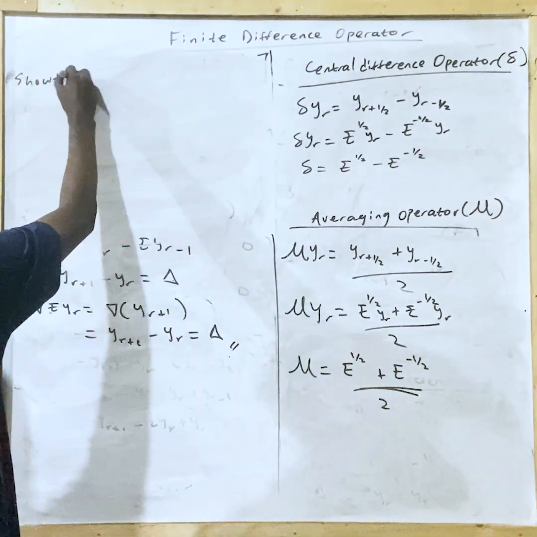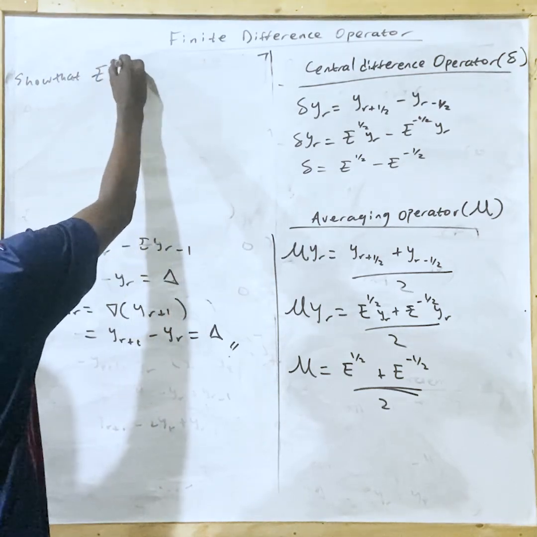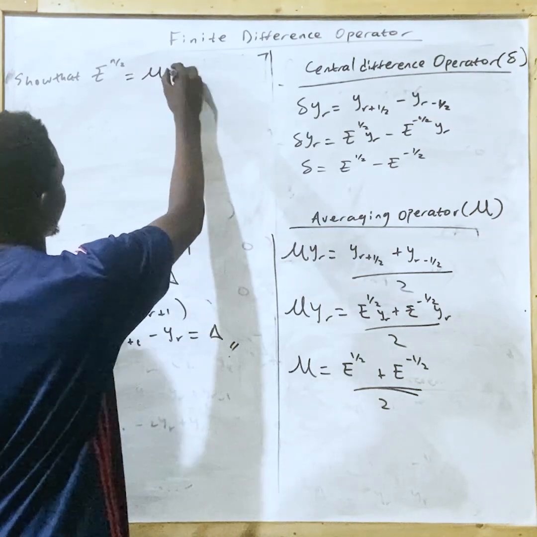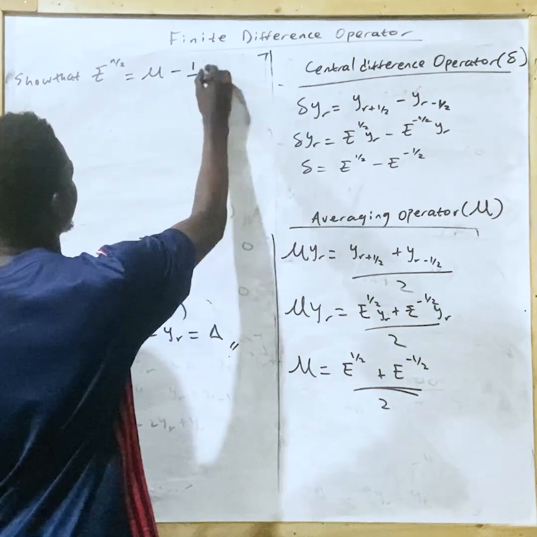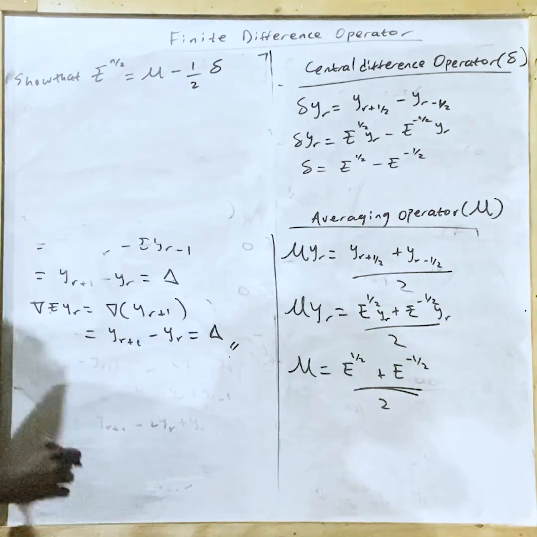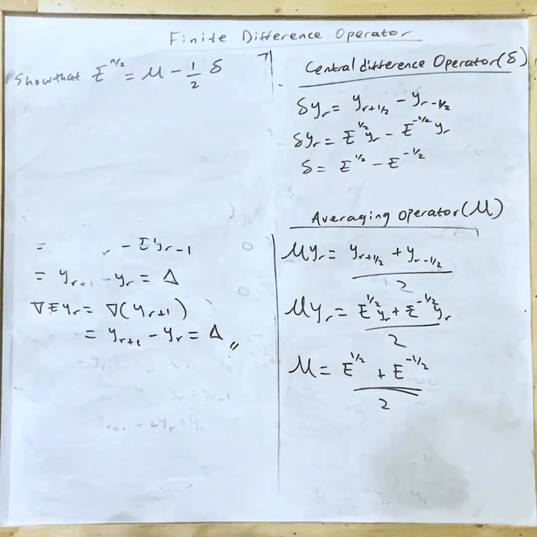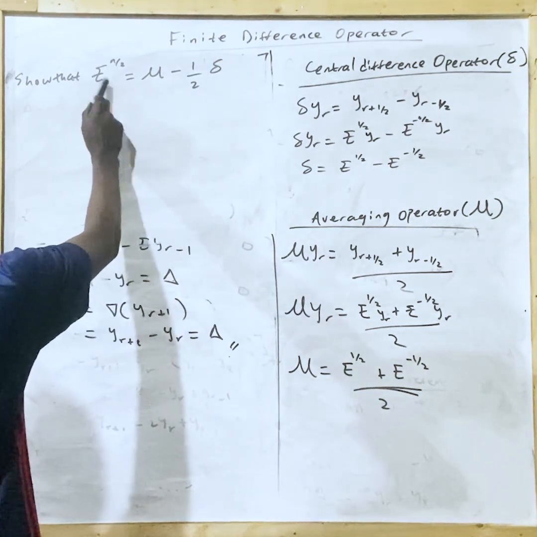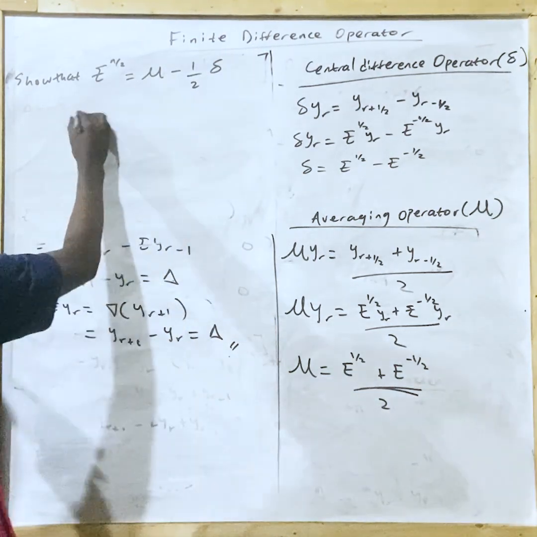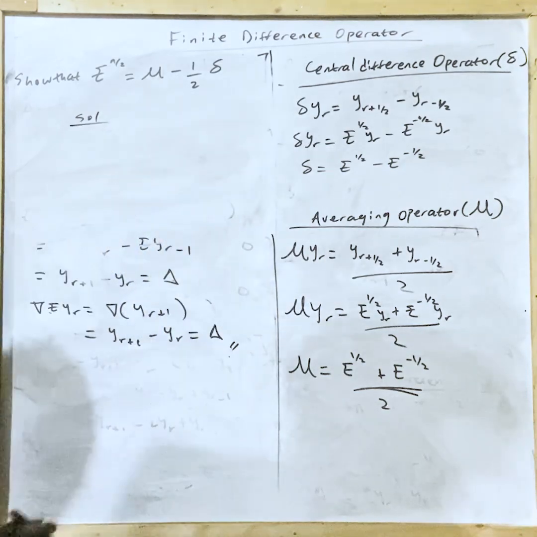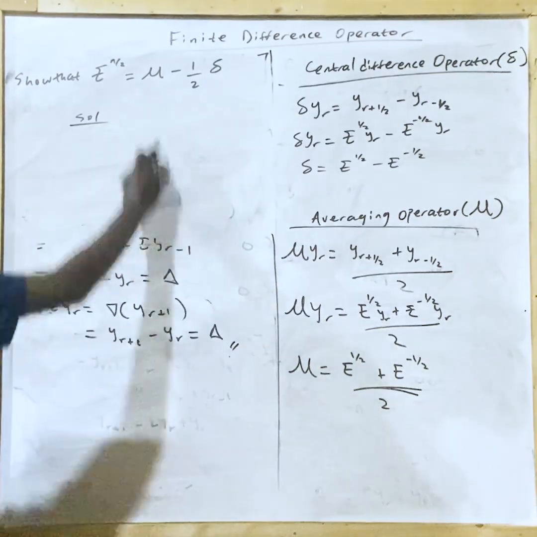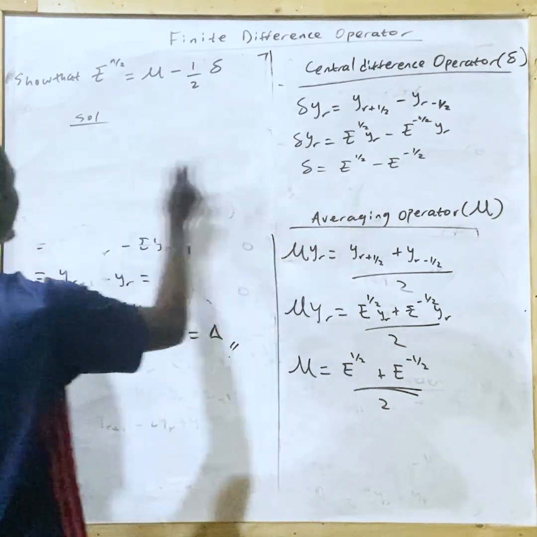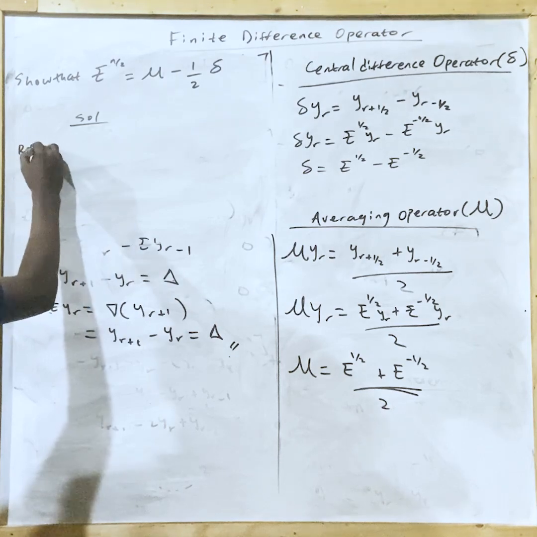Show that E raised to power n over 2 equals something with minus 1 over 2. So how do I do this? Okay, I think I can go from this side and end there. Yeah, I think I can do that. So solution. Let's start from the most complicated side. This is as we've earlier expressed, so I can do the right hand side.